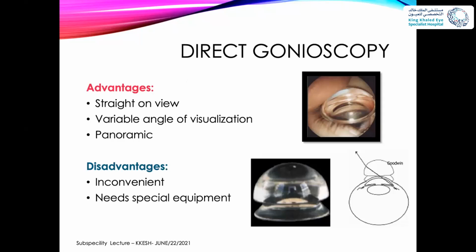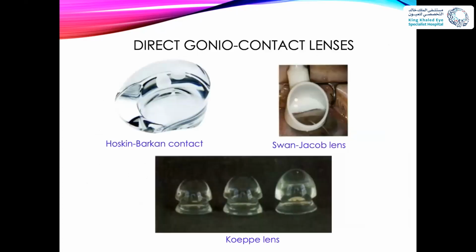The advantage of doing direct gonioscopy is that you would be able to visualize the angle straight on. What you are seeing is there. It's not a mirror image, and usually it's a panoramic view. The disadvantage is it's not convenient and usually requires special tools and special positioning. Other examples of the direct lenses we have in the OR are the Swan-Jacob. I think it's made of stainless steel rather than silicone like in this picture. And we have the old generation Hoskins-Barkan contact lenses.